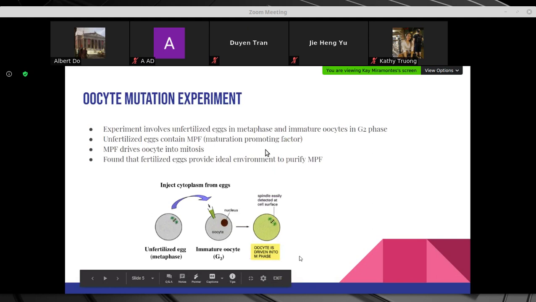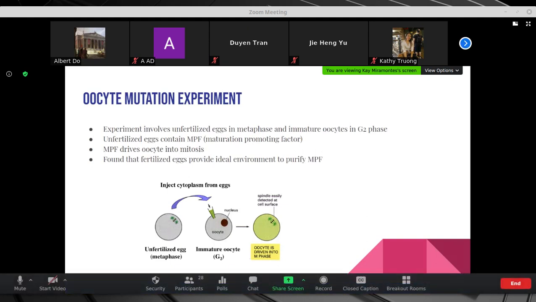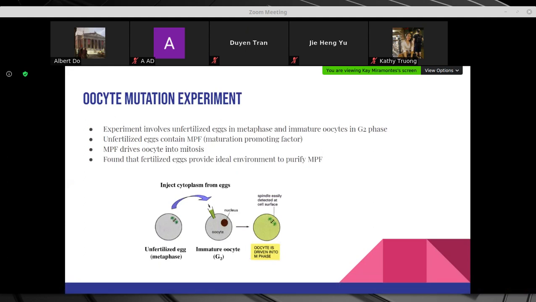And this showed that there is a maturation promoting factor in the cytoplasm that was injected into the immature egg, and this basically drove the immature oocyte that was in G2 into the M phase, which is mitosis.